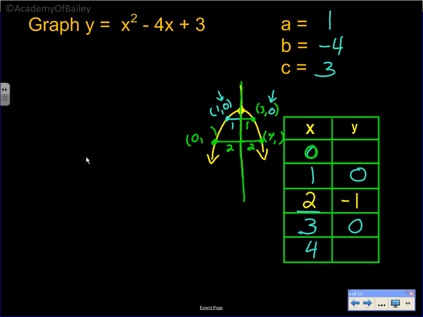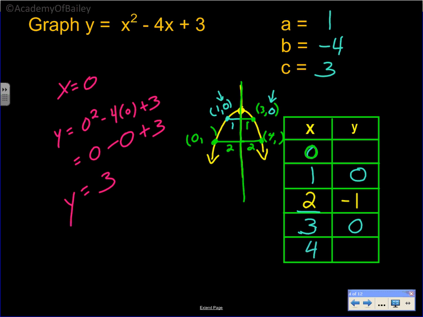So here we go. If x is equal to 0, what's y going to be equal to? Well, that's going to be 0 squared minus 4 times 0 plus 3. 0 squared is 0. 4 times 0 is 0. And we add 3. What's 0 minus 0 plus 3? It's going to be 3. And so now, since x is 0, y is going to be equal to 3.